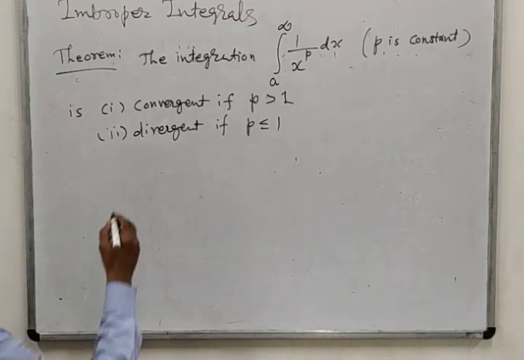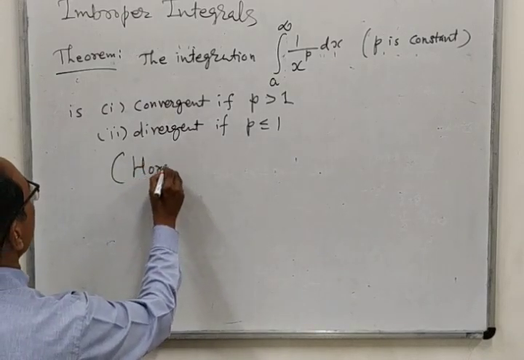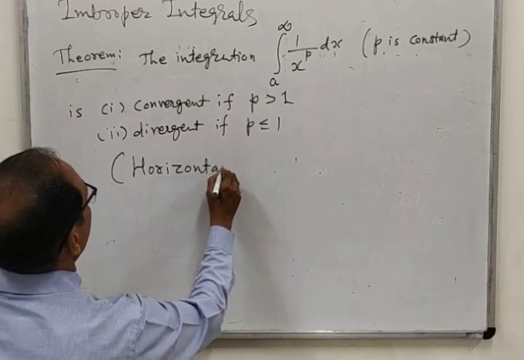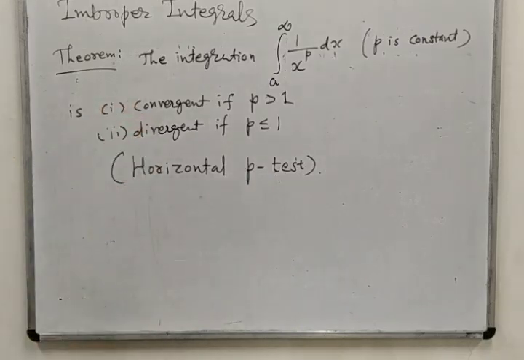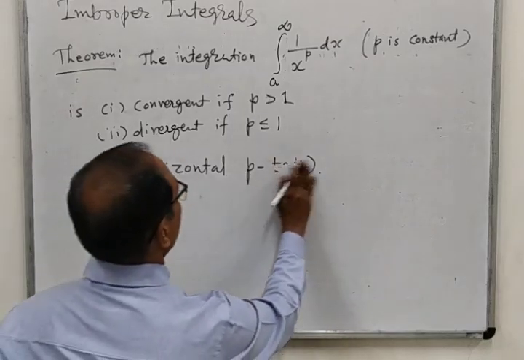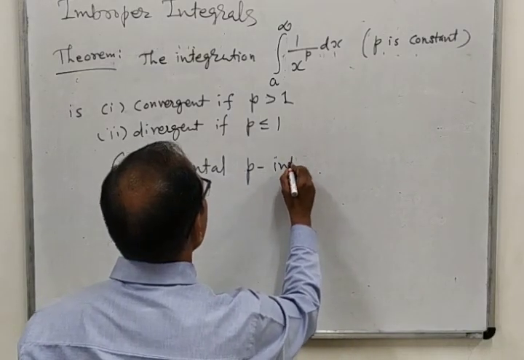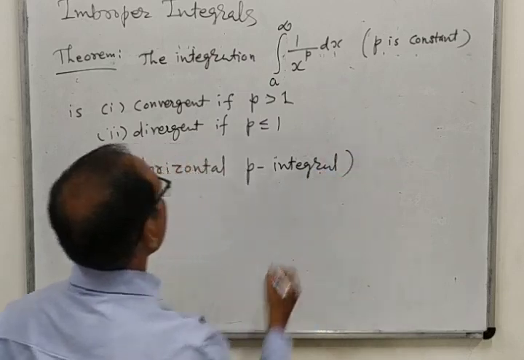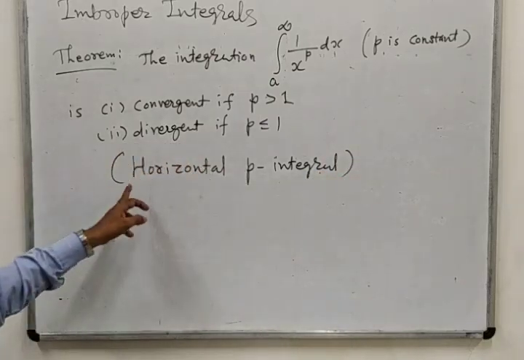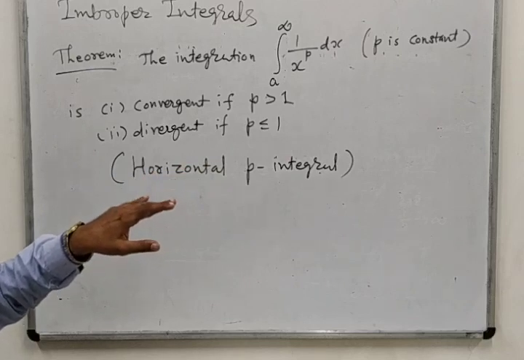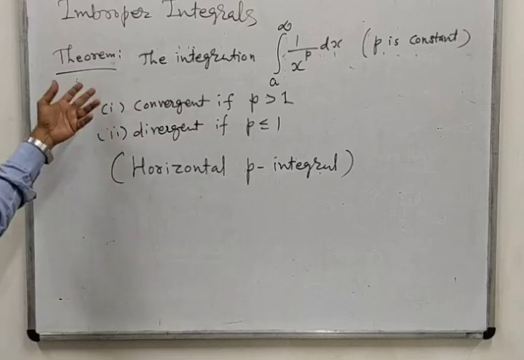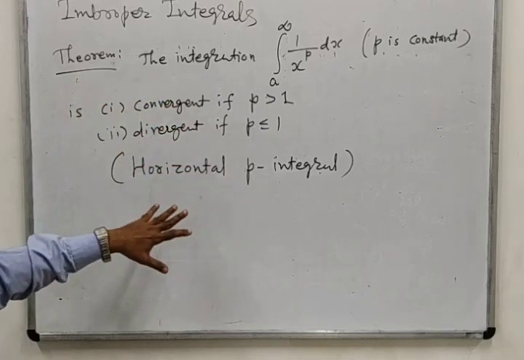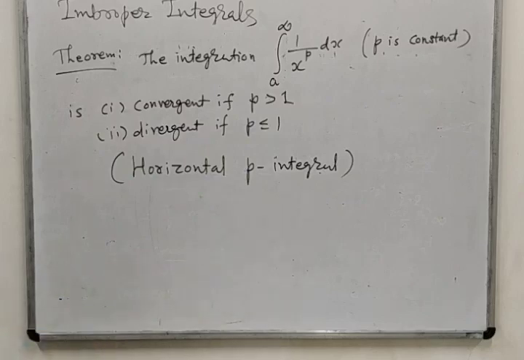This theorem is also known as the horizontal p-test, or horizontal p-integral test. You can also write p-test or p-integral. Here it is horizontal p-integral because in the improper integrals of the second type we will see one more theorem of this type, where we will see the vertical p-integral.